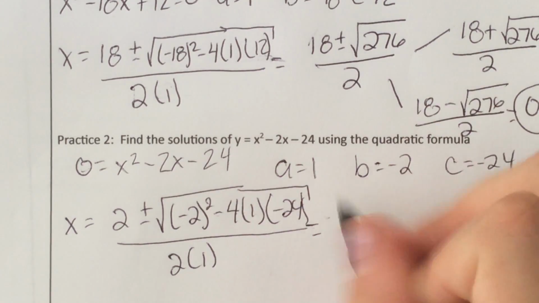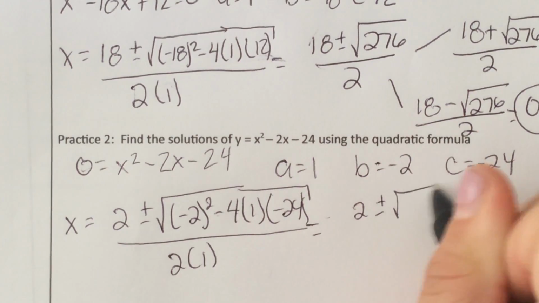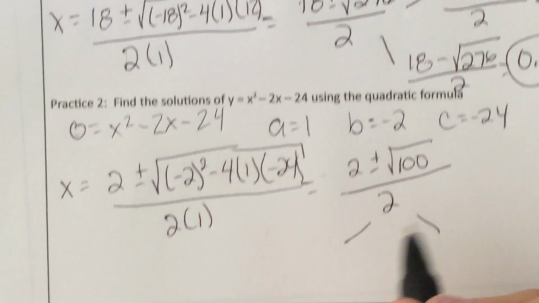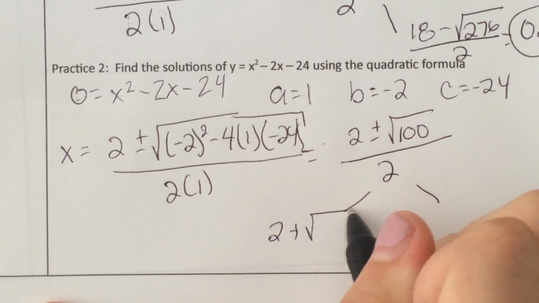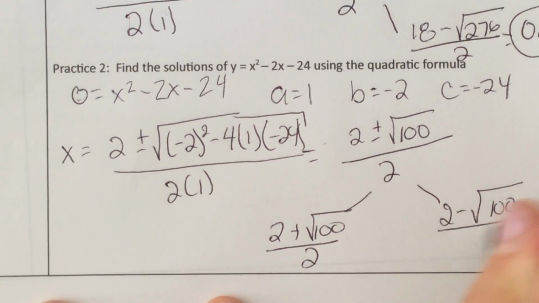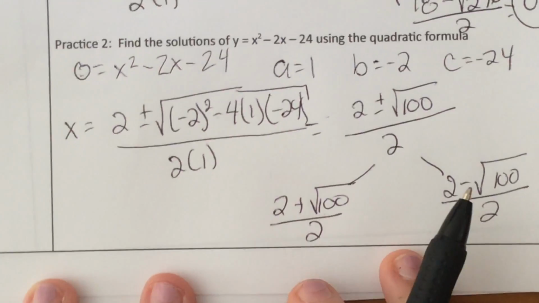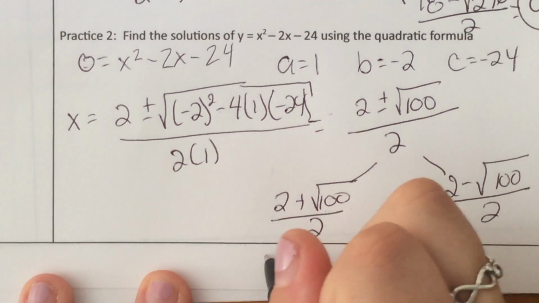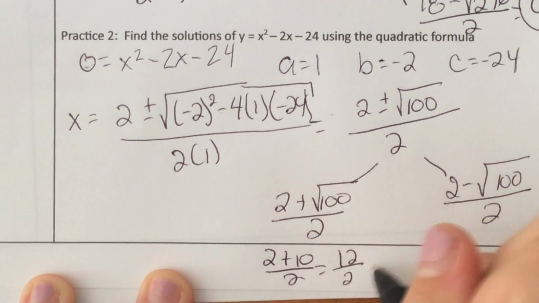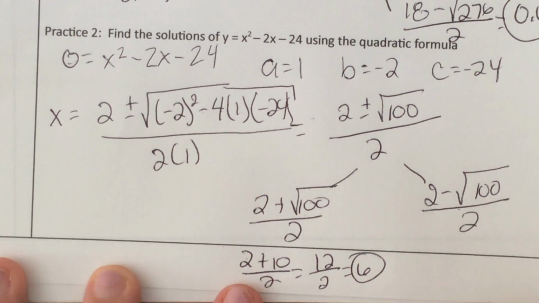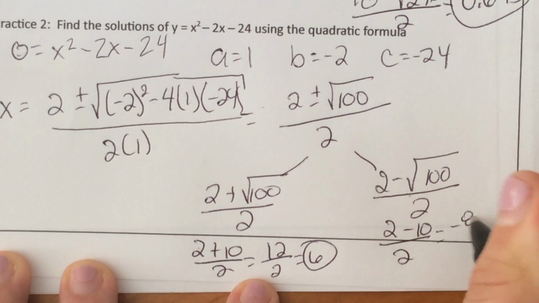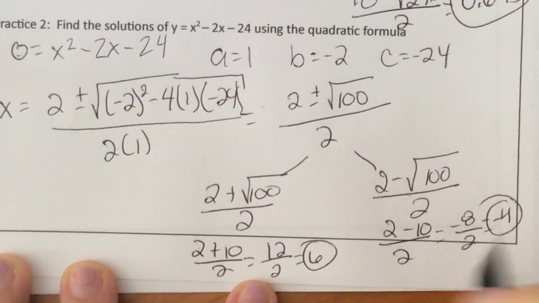If we solve what's inside the square root, you get 2 plus or minus the square root of 100 over 2. Break that into two equations. So 2 plus the square root of 100 divided by 2, and 2 minus the square root of 100 divided by 2. Now the square root of 100, this is a perfect square. So what times what equals 100? Same number, it's 10. So 2 plus 10 over 2. 2 plus 10 is 12, divided by 2 is 6. Now I do the subtraction. 2 minus 10 over 2. Negative 8 divided by 2 equals negative 4.